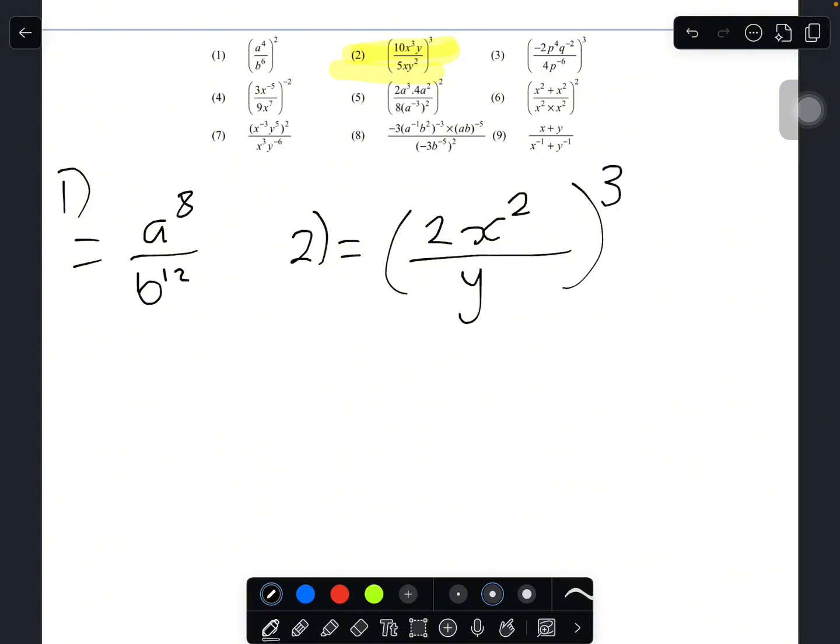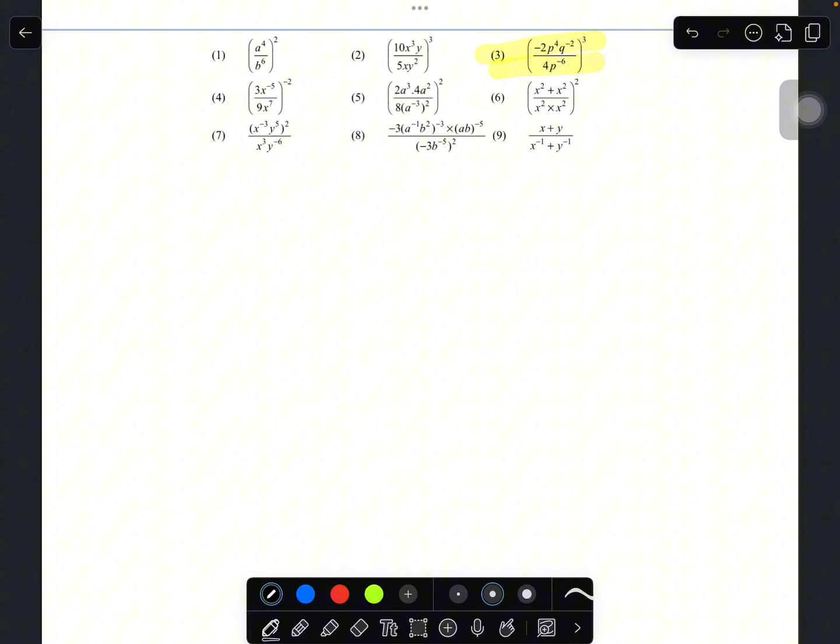Can you see how much easier this is to work with instead of working with 1,000, for example? Now I'll have 2 to the power 3, which is going to be 8. x to the power 2 times this 3 is going to be x to the 6 over y to the 3. Now working on this question here, we're going to use the same principle again for 3.